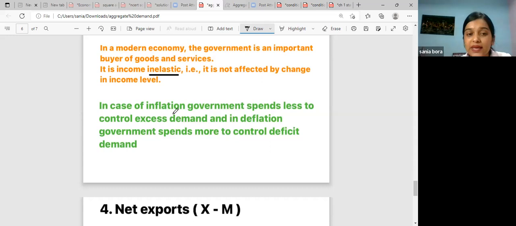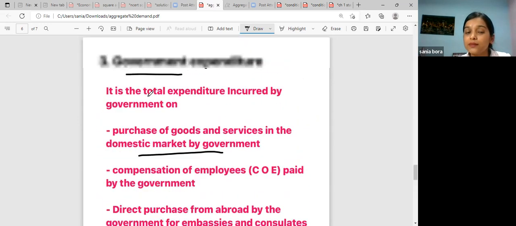Now, in case of inflation, meaning when prices are high, the government spends less to control excess demand, and in deflation, the government spends more to control deficient demand. When there is inflation, the government spends less because people already have more money. But when there is deflation, the government spends more because people don't have money. Clear? This is the government part.